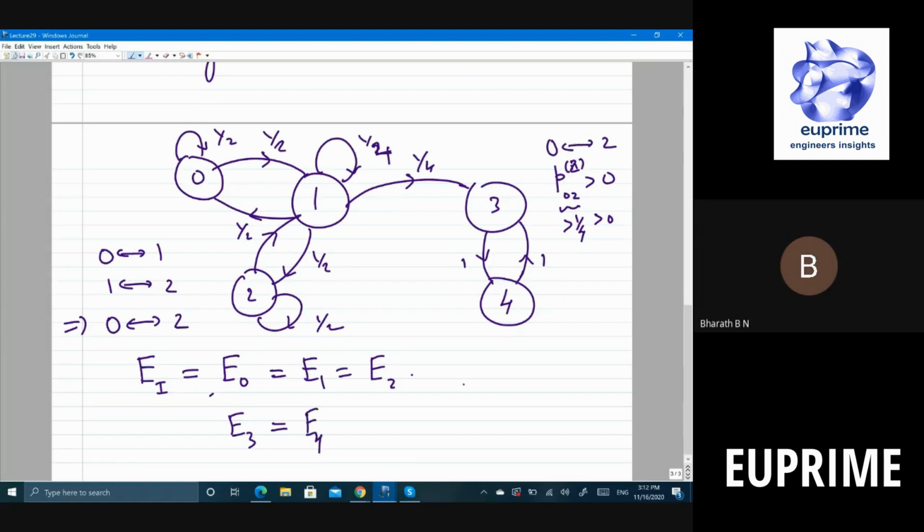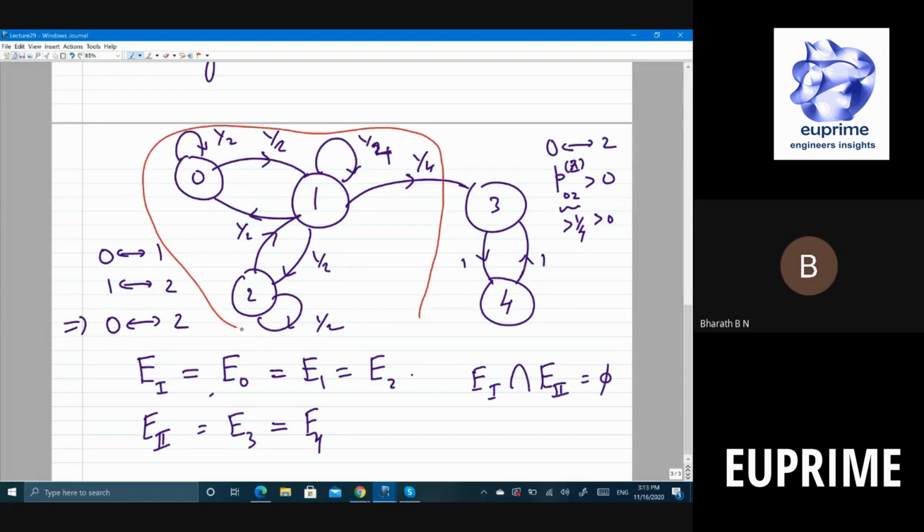But clearly, if you look at E1, and let me call this E2, E1 intersection E2 is null. Do you agree? Because E1 is 0, 1, 2 and E2 is 3 and 4. They are disjoint. It has broken this entire set into two parts. This is one set of states, or communicating class. This is another. Right?